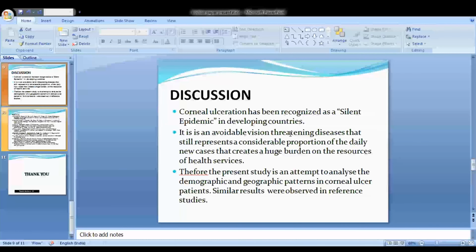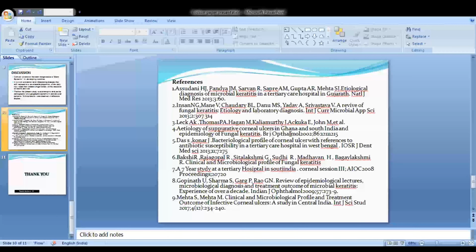Discussion. Corneal ulceration has been recognized as a silent epidemic in developing countries. It's an avoidable vision-threatening disease that still represents a considerable proportion of the daily new cases that creates a huge burden on the resources of health services. Therefore, the present study is an attempt to analyze the demographic and geographic patterns in corneal ulcer patients. Similar results were observed in the reference studies that I have mentioned here.